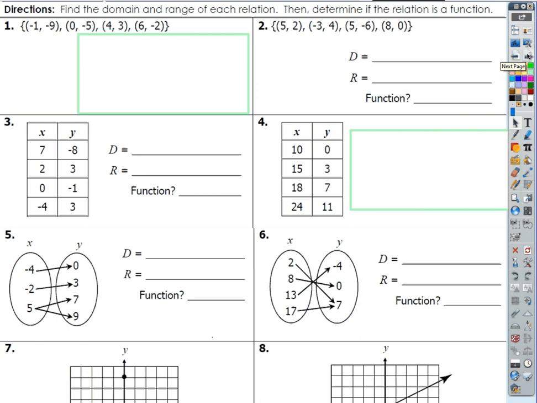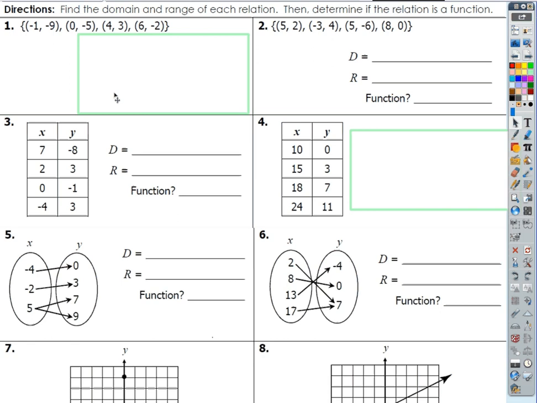What if we want to find the domain and the range of each one and then determine if it's a function? Well, what about this example here? What's the domain going to be of this first relation? I've got my script bracket, so it's just a set of 4 ordered pairs.